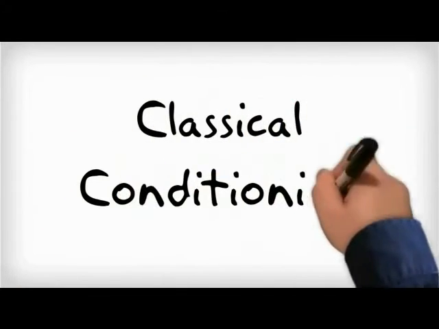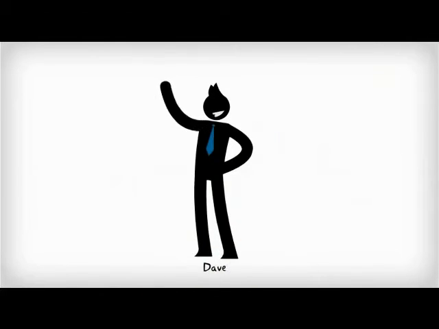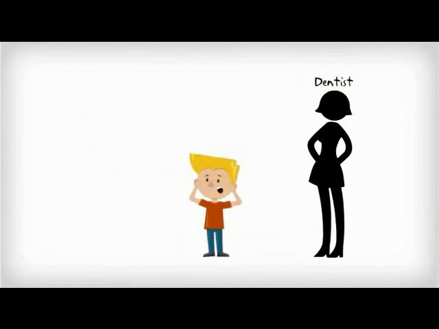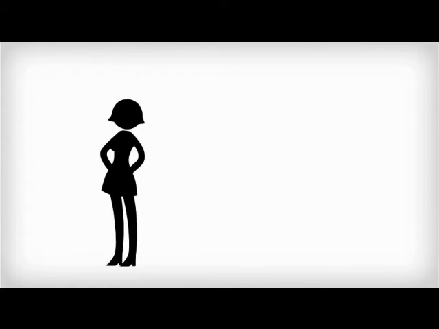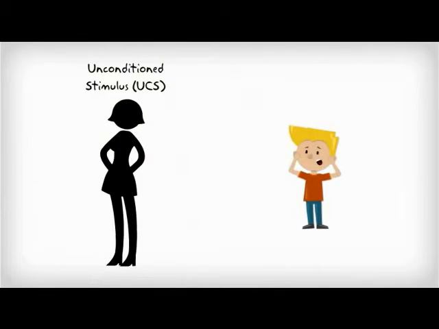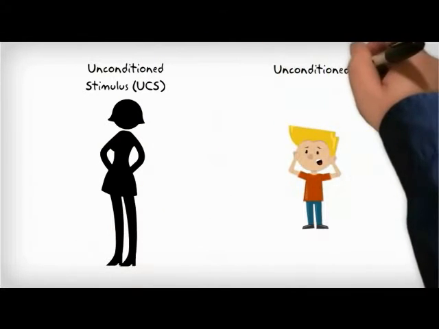Now we'll talk about classical conditioning. This is Dave. When Dave was little, Dave went to the dentist to get a filling. And the filling caused Dave a lot of pain. Poor Dave. In this situation, the dentist is the unconditioned stimulus because she caused the pain. The pain Dave felt is the unconditioned response.